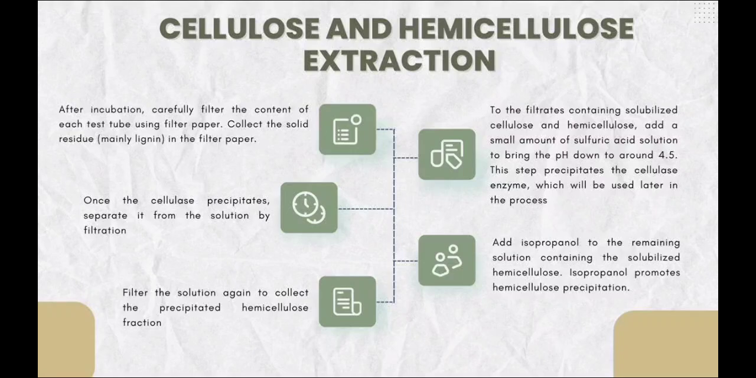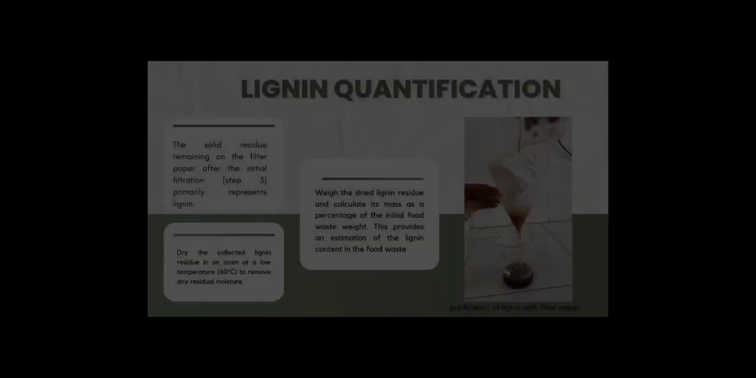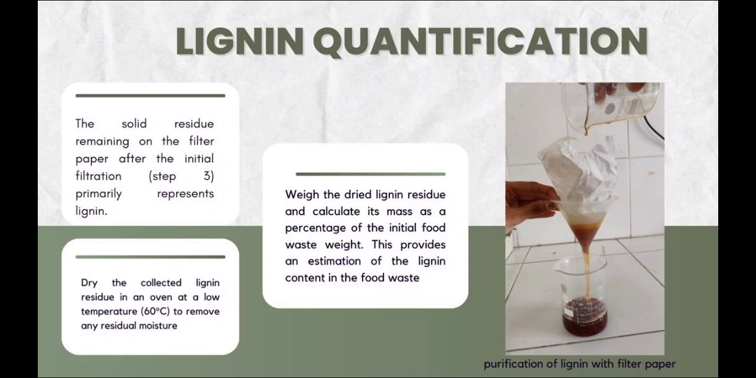Once the cellulose is precipitated, separate it from the filtration. Add a small amount of sulfuric acid. Add isopropanol to the remaining solution containing the solubilized hemicellulose. Lignin quantification: the solid residue remaining on the filter paper after the initial filtration represents lignin. Then weigh the dried lignin residue and calculate its mass as a percentage of the initial food waste. This provides an estimation of the lignin content in the food waste.